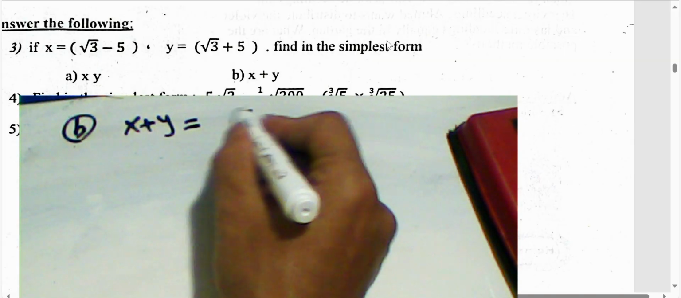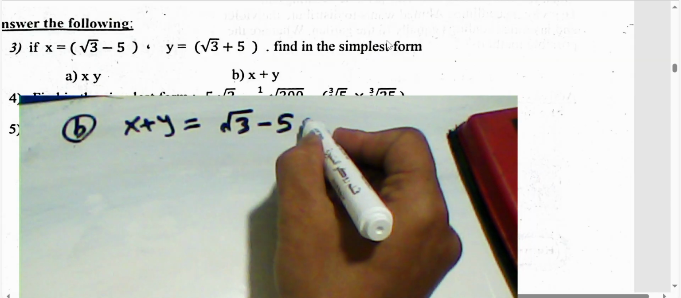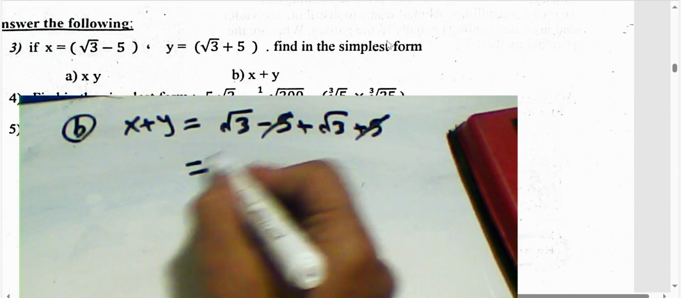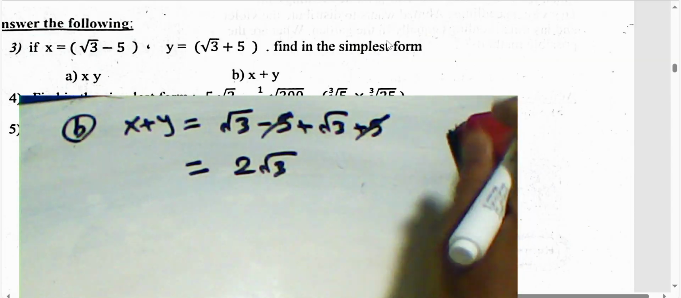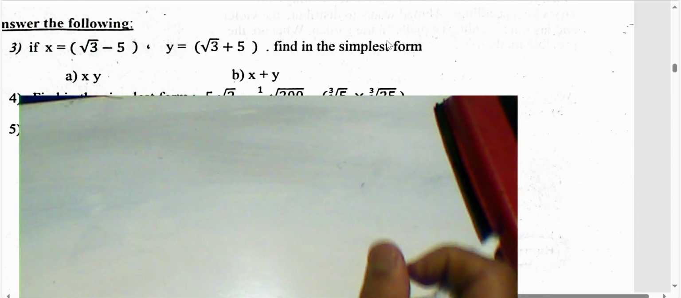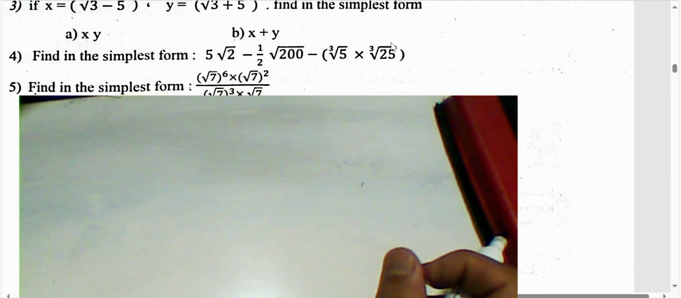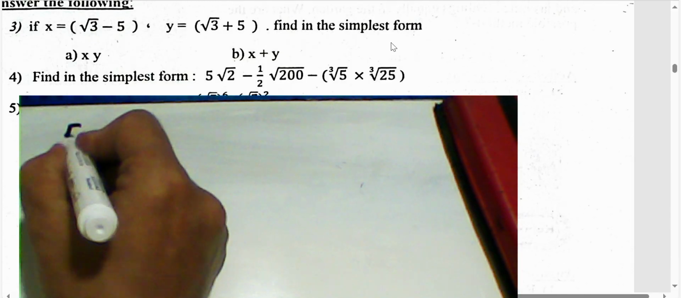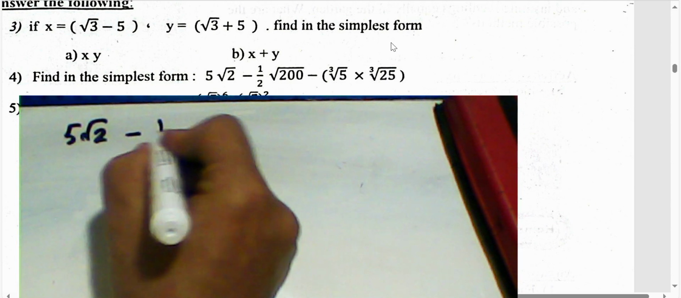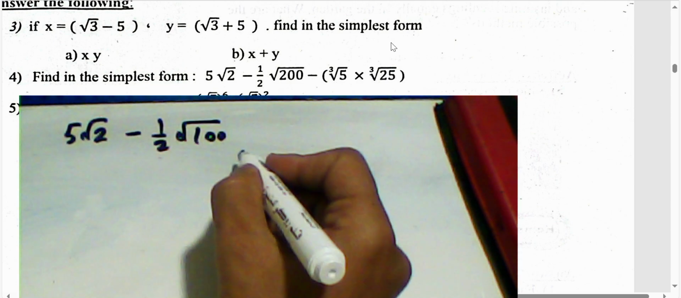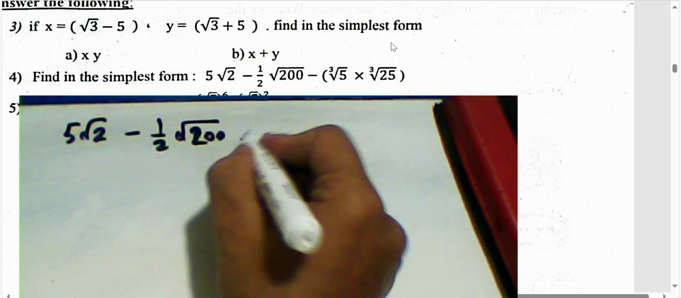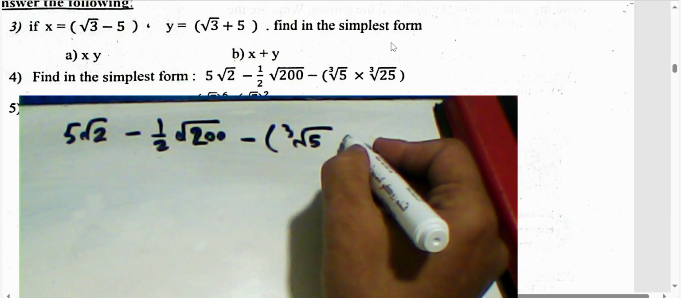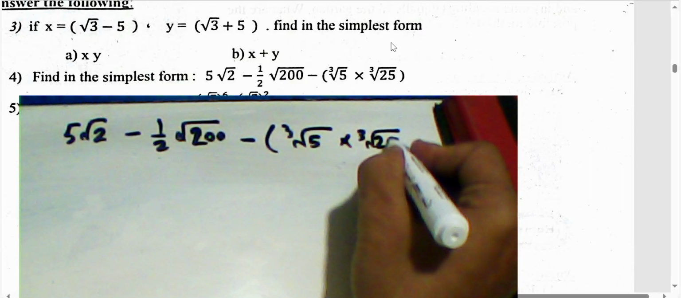We have x was root 3 minus 5 plus y root 3 plus 5. We can cancel together, and root 3 plus root 3 equals 2 root 3. Okay, next question. Find the simplest form of this example. 5 root 2 subtract by half product by root 200, subtract by cubic root of 5 product by cubic root of 25.